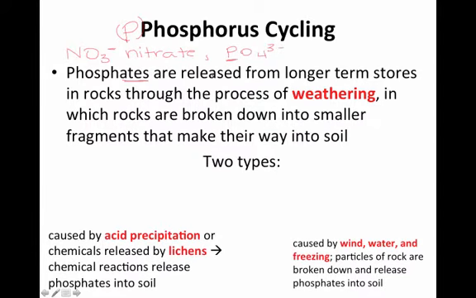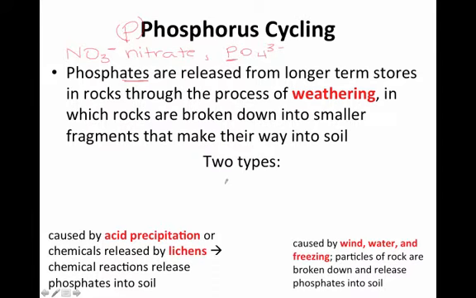And so phosphates are released from those long-term stores. Those long-term stores, if you remember back to the previous slide, are those sediments. They get cycled through a process of weathering, in which rocks are broken down into smaller fragments and therefore released into the soil.